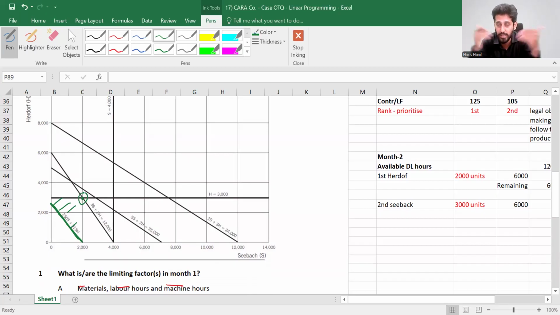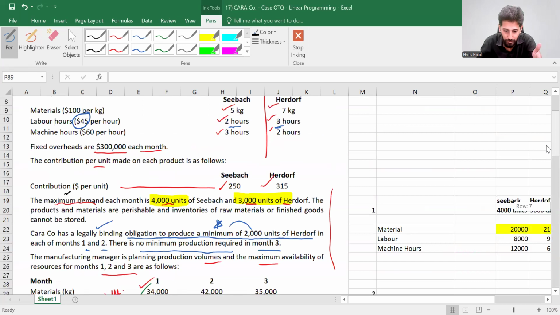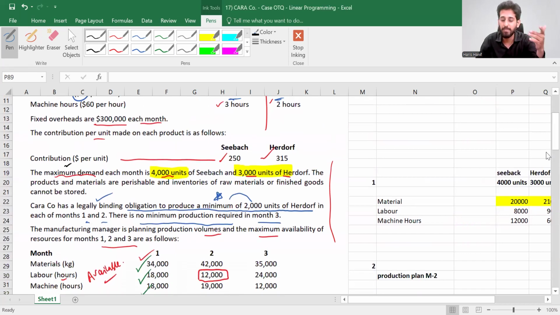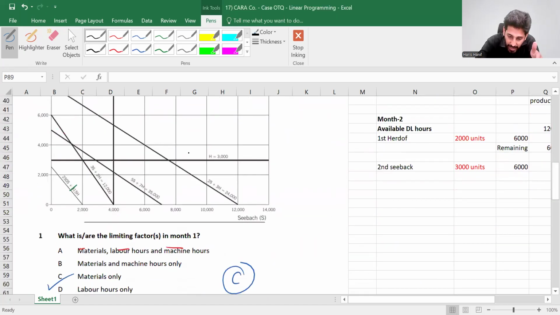Why the optimal production point? Because you have to identify the constraints. First of all, let's see that this is H300. Now let's move above. H means Heard of. This is the maximum demand. Maximum demand means you cannot produce more than 3,000 units. So that means H is less than 3,000. So the feasible area, you know, is the one which is bounded by all the constraints.